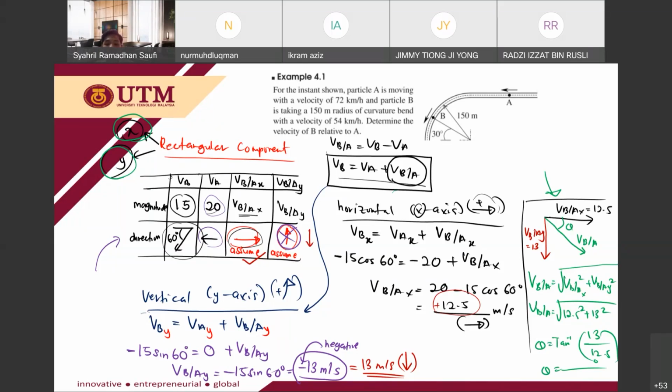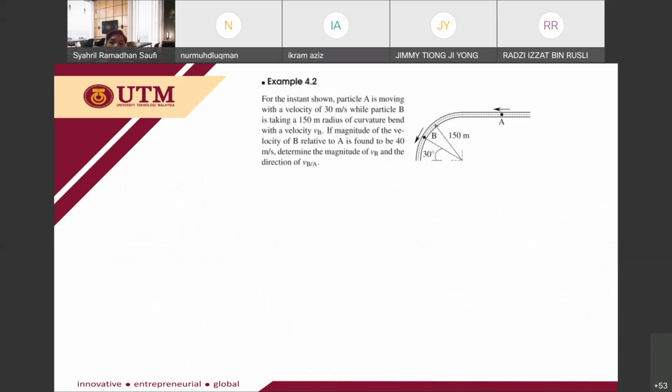If you don't have a question, let's have a look at this example here. For the instance shown, particle A is moving with a velocity of 30 meters per second, while particle B is taking a 150 meter radius of curvature bend with a velocity VB. If the magnitude of the velocity of B relative to A is found to be 40 meters per second, determine the magnitude of VB and the direction of VB through A.